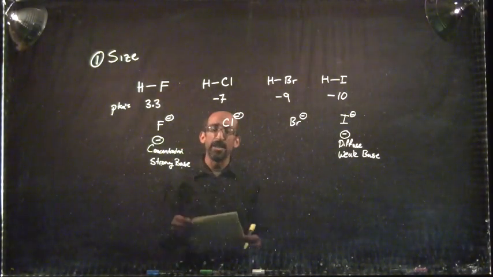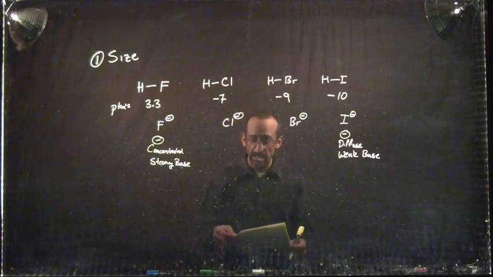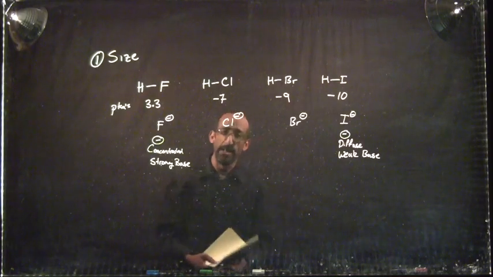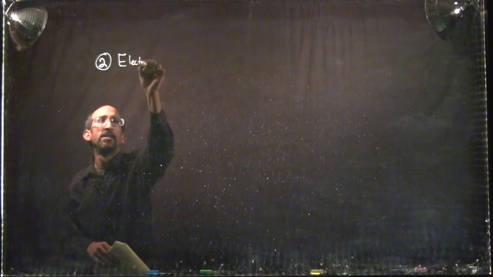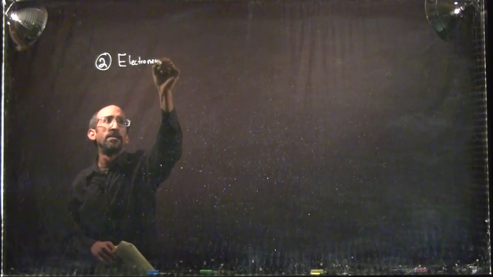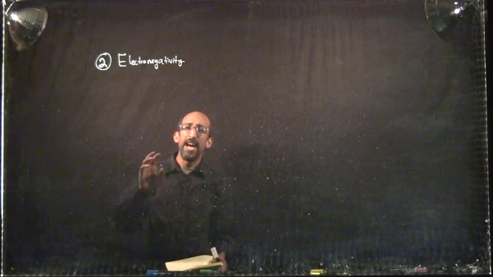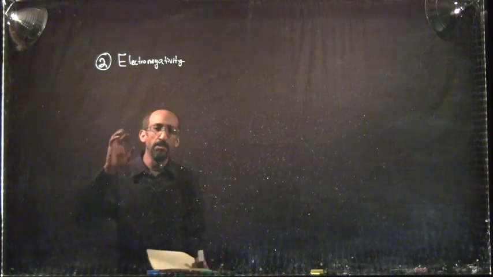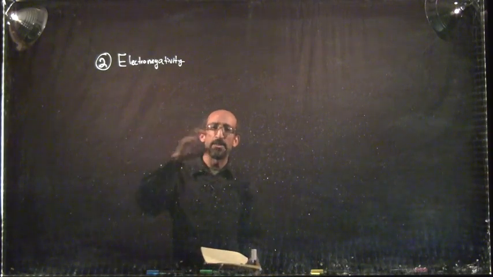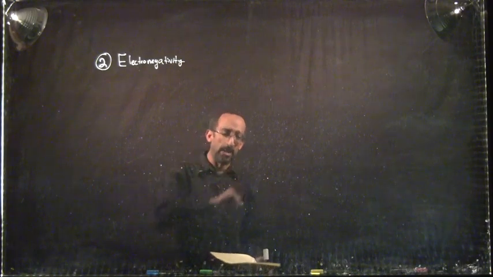The next factor that's going to affect things is electronegativity. So for electronegativity, the second factor that we're going to consider, we are concerned with the electronegativity of the atom that is bonded to that acidic proton.